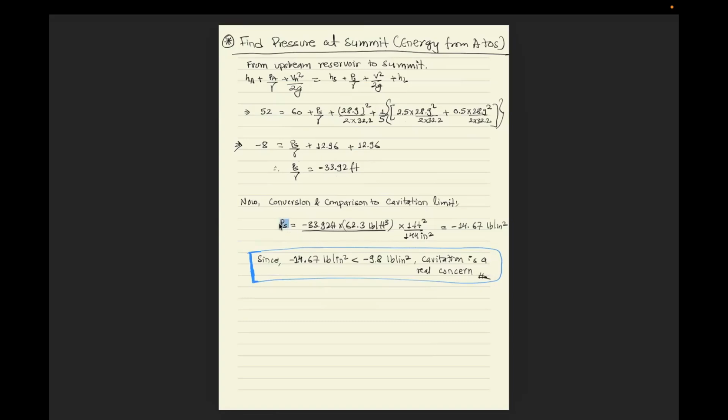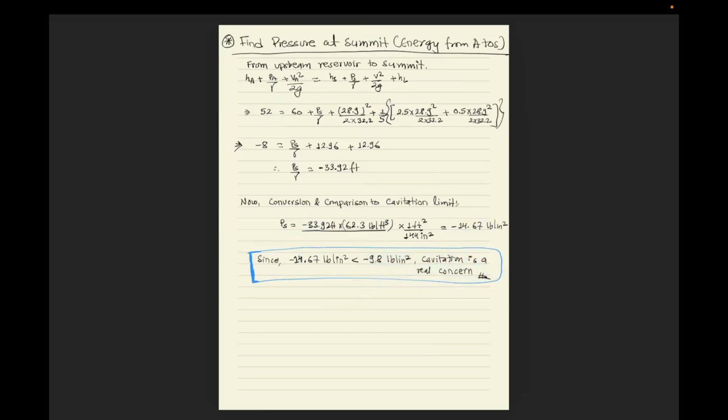So pressure will be 33.92 times 62.3, that is this specific weight, times 1 by 144 inch square per feet square, which gives us this minus 14.67 lb per inch square. Since this minus 14.67 lb per inch square is less than minus 9.8 lb per inch square, cavitation is a real problem.